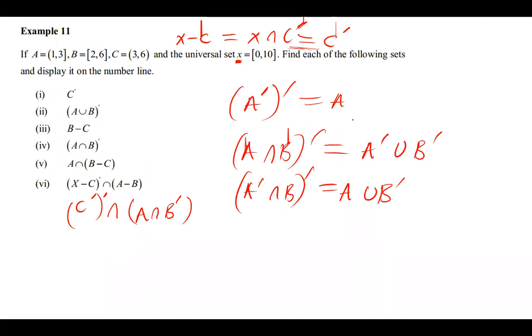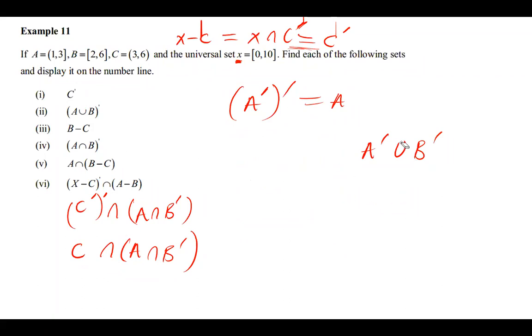Before I erase, let us first deal with this one. C complement and that other complement there, the answer will just be C. And then you say intersection, open brackets, you have A intersection B complement there. So our duty is now just to find A intersection B complement, and then we come and intersect it with C.